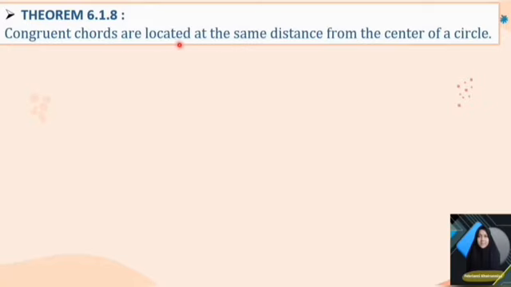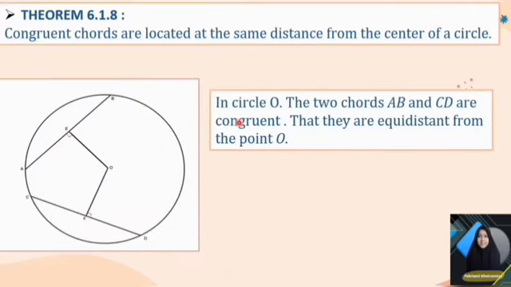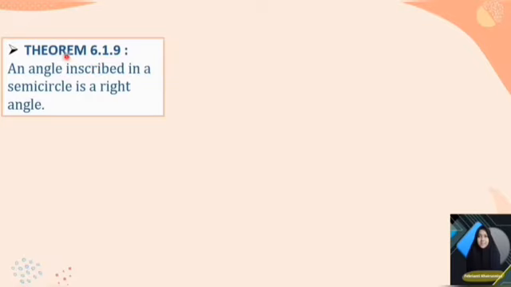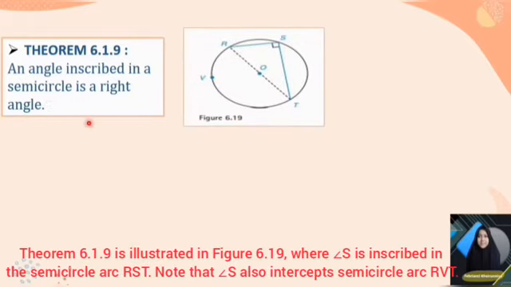Theorem 6.1.8. Congruent chords are located at the same distance from the center of a circle. From the figure, in circle O, the two chords AB and CD are congruent, so they are equidistant from the point O. Theorem 6.1.9. An angle inscribed in a semicircle is a right angle. Theorem 6.1.9 is illustrated in figure 6.19, where angle S is inscribed in the semicircle arc RST.